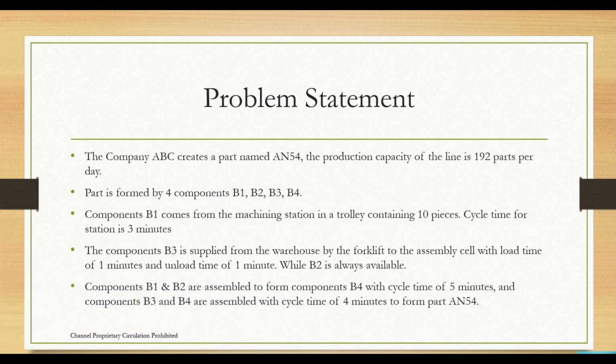The component B3 is supplied from the warehouse by using a forklift to the assembly cell with a load time of 1 minute and unload time of 1 minute, while B2 is always an available component. Now the components B1 and B2 are assembled to form component B4, where the cycle time for that is 5 minutes, and components B3 and B4 are assembled with a cycle time of 4 minutes to form part AN54.